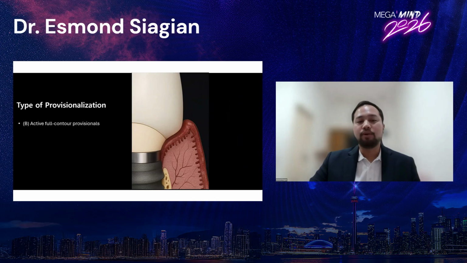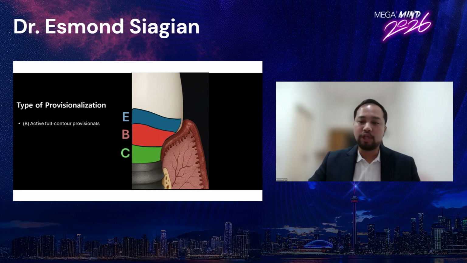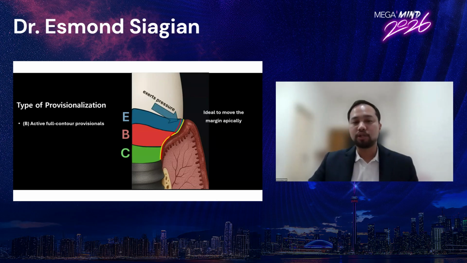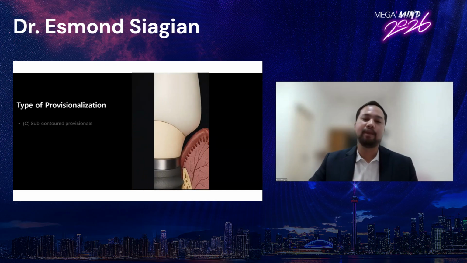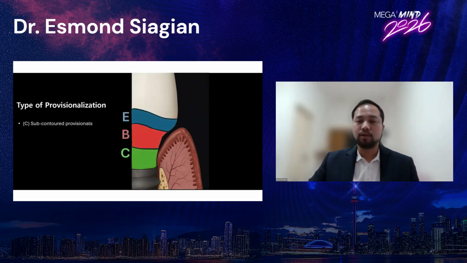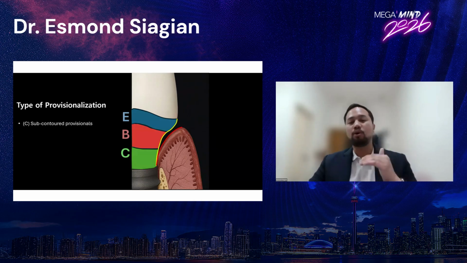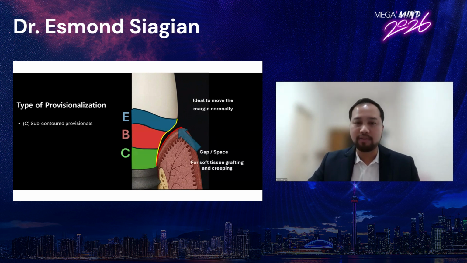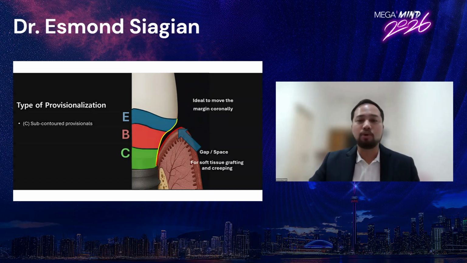The second one is the active full contour provisionalization, used to reestablish the future ideal gingival architecture to move tissue more apically. So we put pressure on the E-zone, and the ideal zenith point will move more apically because we exert pressure on that area. And the last one is the subcontour provisionals. We use this if we want to move the margin more coronally. The subcontour provisionals are passive provisionals, as their zenith and E-zone are set coronally to the ideal position to allow space for soft tissue creeping and grafting, and this is ideal to move the margin more coronally.